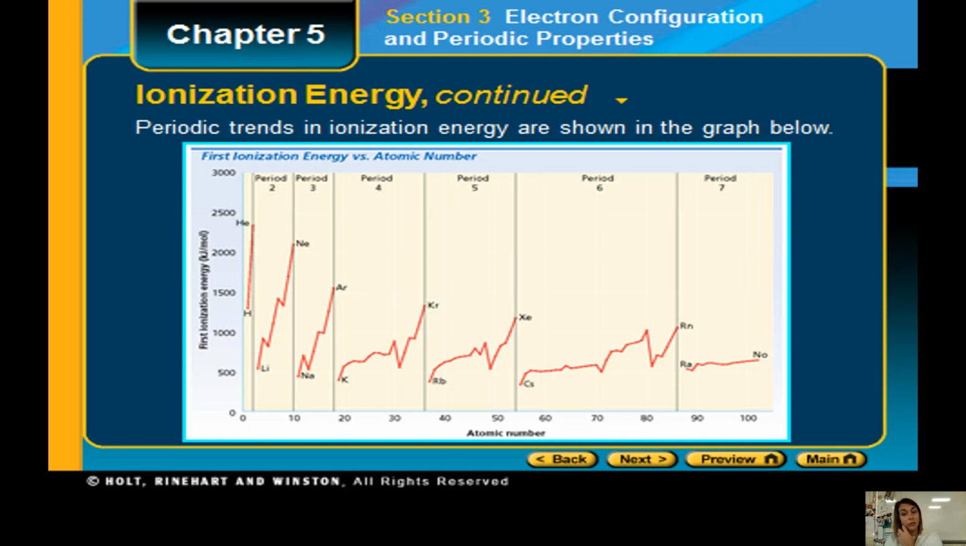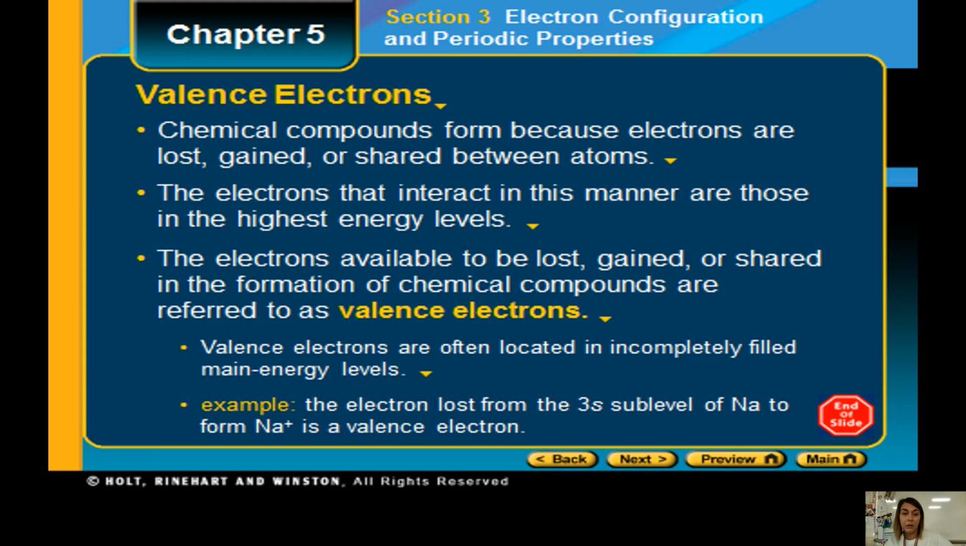Here's a picture, I forgot I put this on here, that shows the periods of the periodic table. Periods 2, 3, 4, these are the rows, remember row 2, row 3, 4, 5, 6, and 7. You can see that at the beginning of the periods, so down here at the bottom, the ionization energy is down here, oops, sorry.